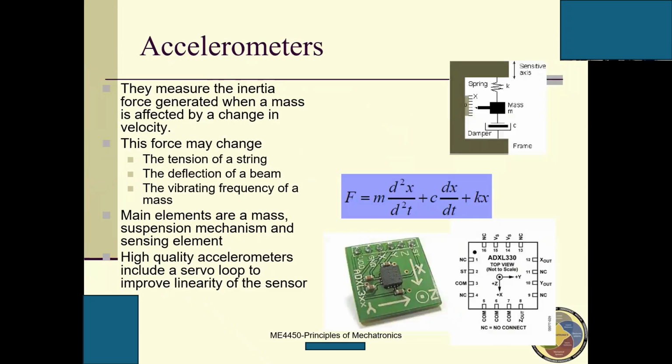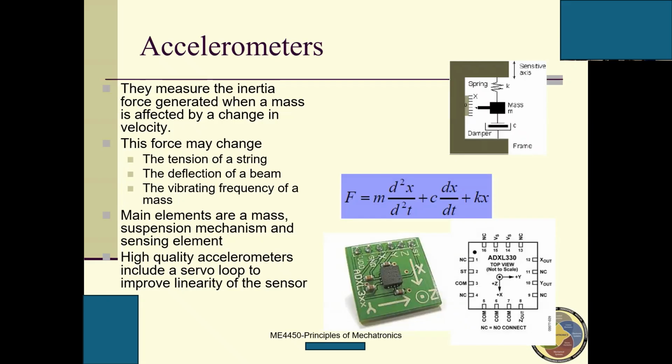Then we talk about the accelerometer. It is used to measure accelerations, and it measures inertial acceleration. F equals ma, force equals mass multiplied by acceleration. They measure the inertial force generated when a mass is affected by a change in velocity. So here they use a frame. That is usually how an accelerometer works.